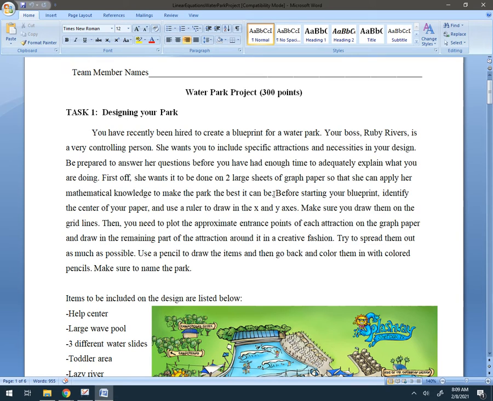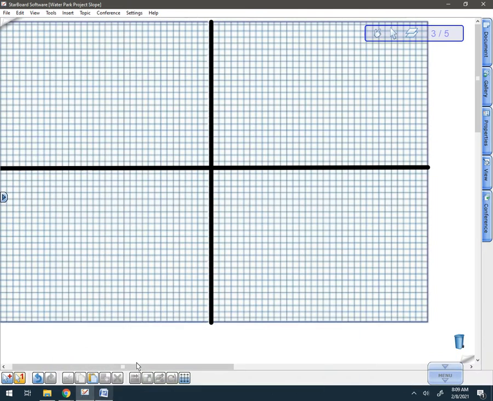After you tape them together, before starting your blueprint, you're going to identify the center of your paper and use a ruler to draw in the X and Y axes. So you'll tape your graph paper together, and then grab a ruler and a marker, and draw a line for your x-axis all the way across and your y-axis all the way down.